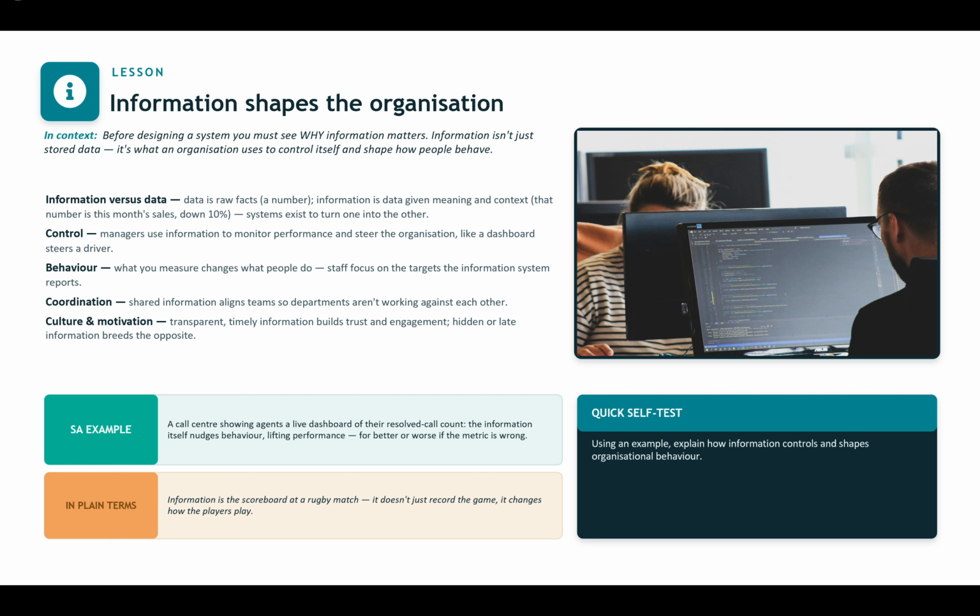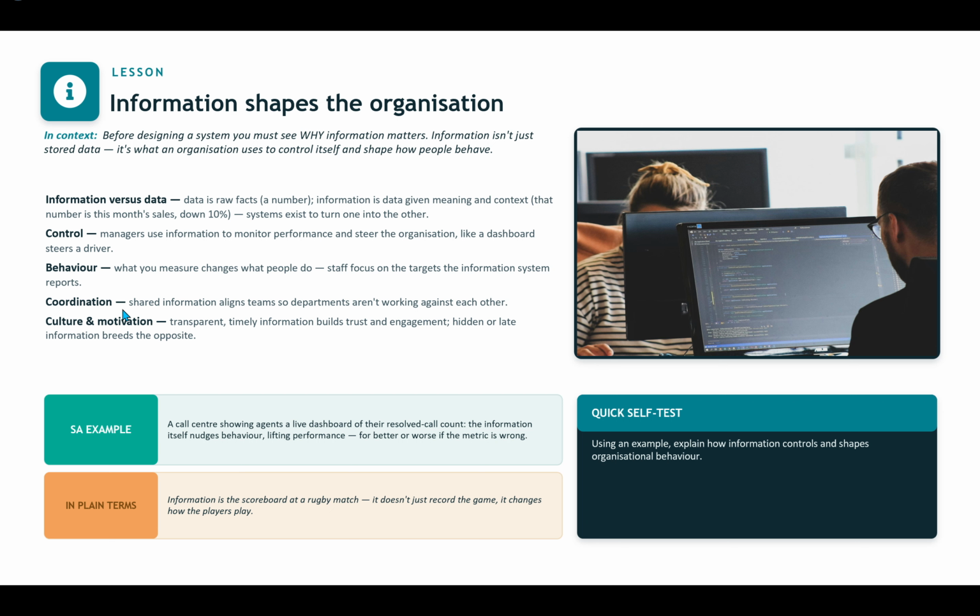So, there's obviously the idea of information versus data. Data is raw facts, that is a number, such as a list of your names and your weights and so forth, while information is data given meaning and context. That number is the month's sales down 10%. So we know that sales, but it's showing that the sales have actually gone down by 10%. That has now since been analyzed and giving you back the output that you need. So systems exist to turn data into information.